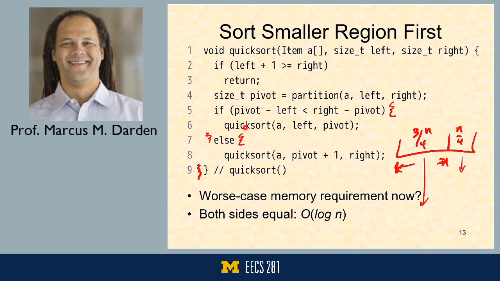All we're doing here in line 5 is to say if the region to the left is smaller than the region to the right, then I'm going to use individual stack frames for the small section, and I'm going to reuse the tail recursion side on the big section. So here I would have quicksort of A, comma, pivot plus 1, right. All right.